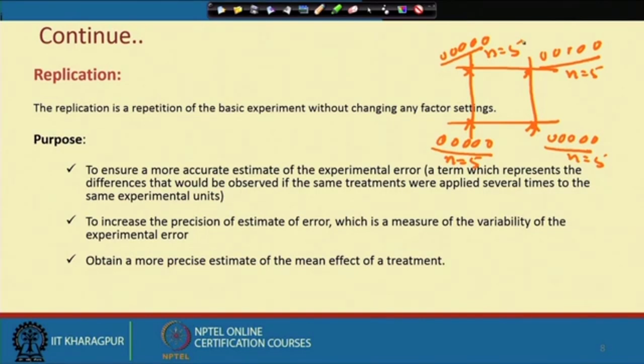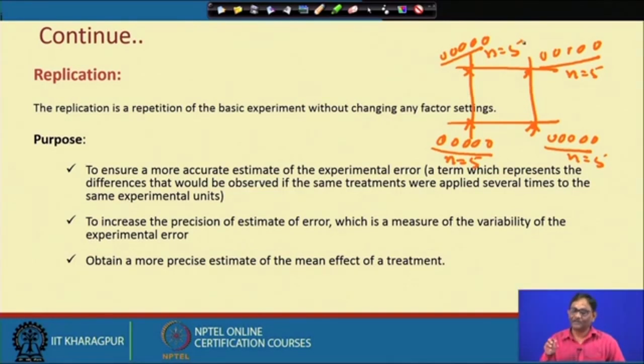For the time being, you understand that replication means that in every setting there will be more than one experimental run, and by randomization these settings will be chosen randomly based on a certain randomization scheme. Also, each of the runs at each setting will not be in order, at a time or in sequence; it will also be randomized.